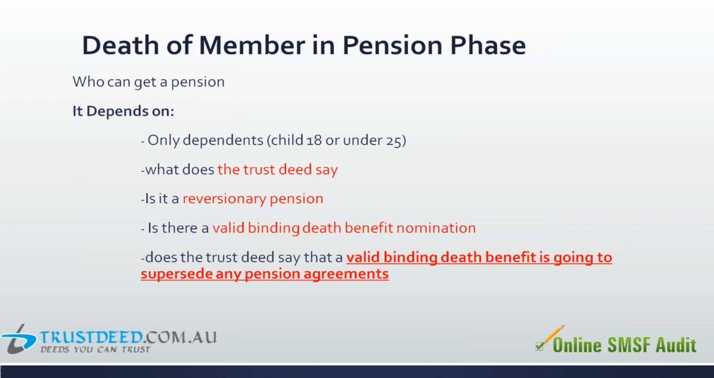So there could be some contradictions between the two documents. And then we have to look at the valid binding death nomination, what does that say? If the trust deed says it supersedes, then you have to follow the binding death benefit nomination, and that binding death nomination could be to an ex-spouse or to children of the ex-spouse. So the best thing to do, when you're commencing a pension, is make sure the client's choices are well documented, and that in case of death while the member is on pension, it goes to the right person.